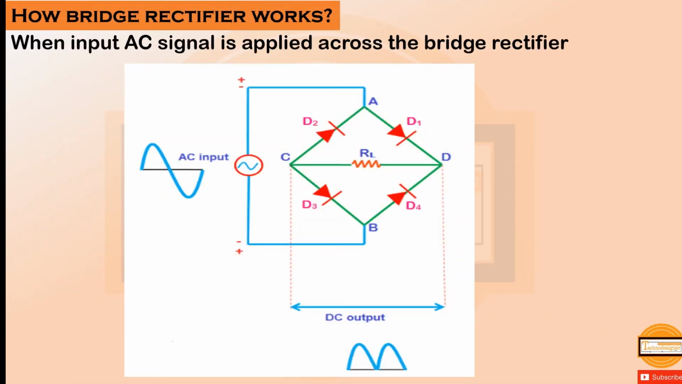How a bridge rectifier works. When an input AC signal is applied across the bridge rectifier, during the positive half cycle, diodes D1 and D3 are forward biased and allow electric current, while diodes D2 and D4 are reverse biased and block electric current. During the negative half cycle, diodes D2 and D4 are forward biased and allow electric current, while diodes D1 and D3 are reverse biased and block electric current. The output of the bridge rectifier is shown, which shows that the bridge rectifier converts the negative half cycle input to a positive half cycle output.